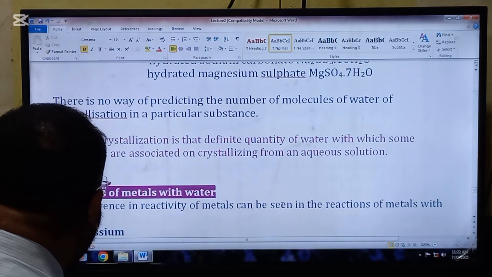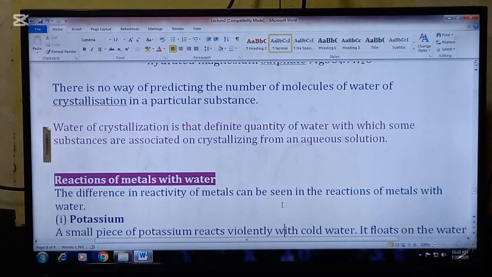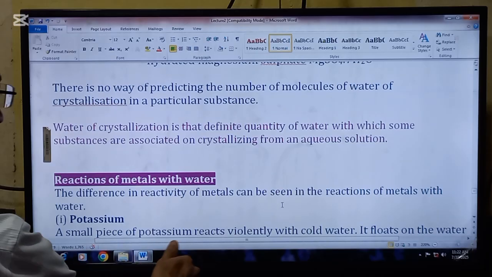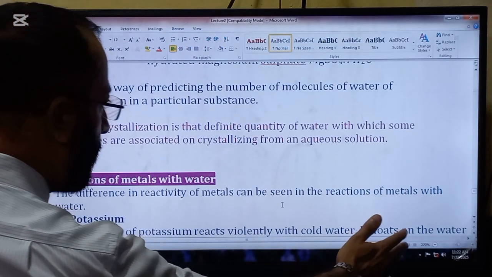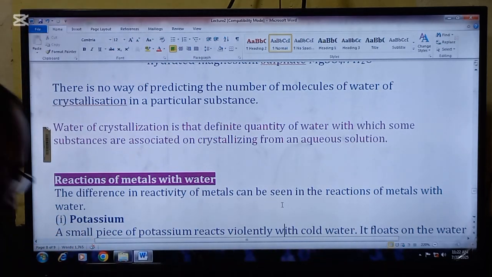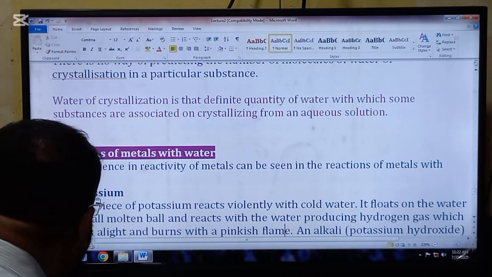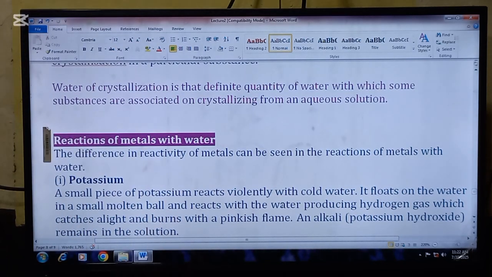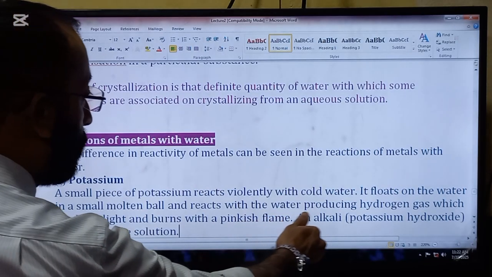The next thing that we are going to read is the reactions of metals with water. The difference in reactivity of the metals can be seen in their reactions with water. The first metal that is going to be reacted with water is potassium. A small piece of potassium reacts violently with cold water.